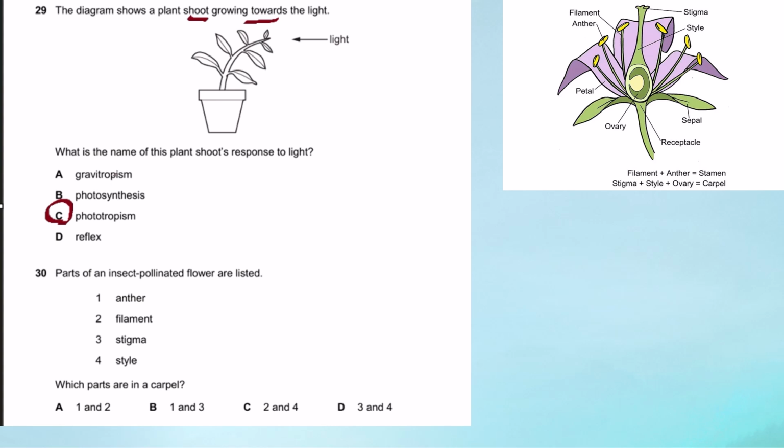Yes, I do know plants can do gravitropism and they can do photosynthesis, but that is not what we see here. Then we have parts of an insect pollinated flower listed: the anther, the filament, the stigma, and the style, which are parts of the carpel. I put the drawing of the flower next to this question, so we can see that's 3 and 4 here, and which one has that answer? That has D, 3 and 4.